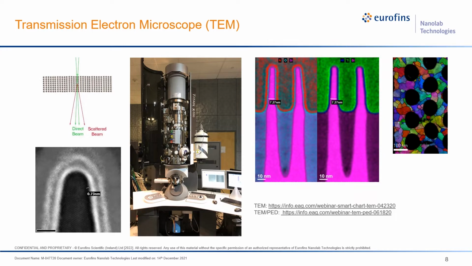In TEM, we have an incident electron beam. The beam will transmit through a super thin sample that is around 50 to 100 nanometers thick. The transmitted beam's intensity is related to the sample material's mass density, atomic number, crystal structure, chemical composition, etc. So you can analyze the transmitted beam and analyze the sample material.